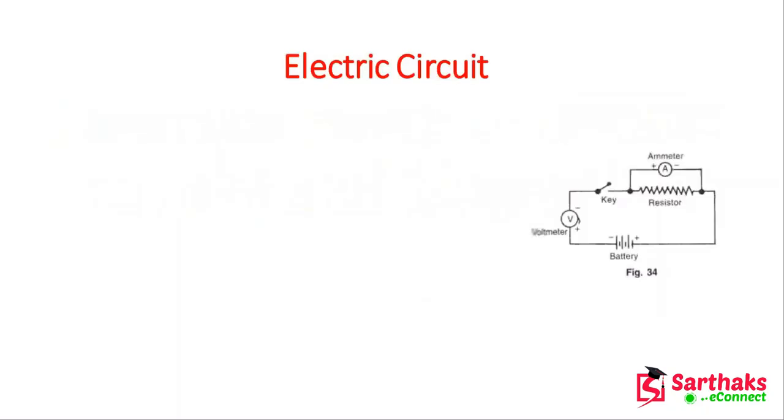Now what is an electric circuit and how is an electric circuit made? In the diagram you are seeing an electric circuit. Here a battery, voltmeter and ammeter are given. The path of flow of electricity from one terminal of the cell to the other, returning to the other terminal of the cell, is called the electric circuit. So the electric circuit is just the path of flow of electricity.